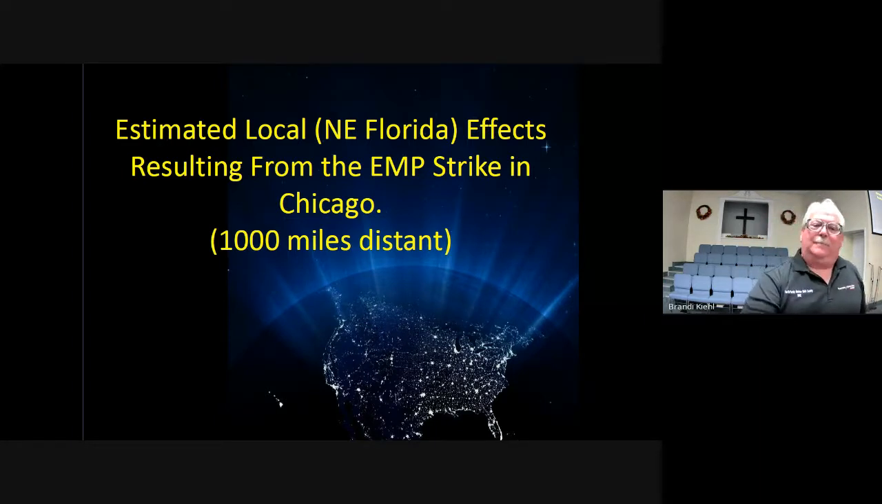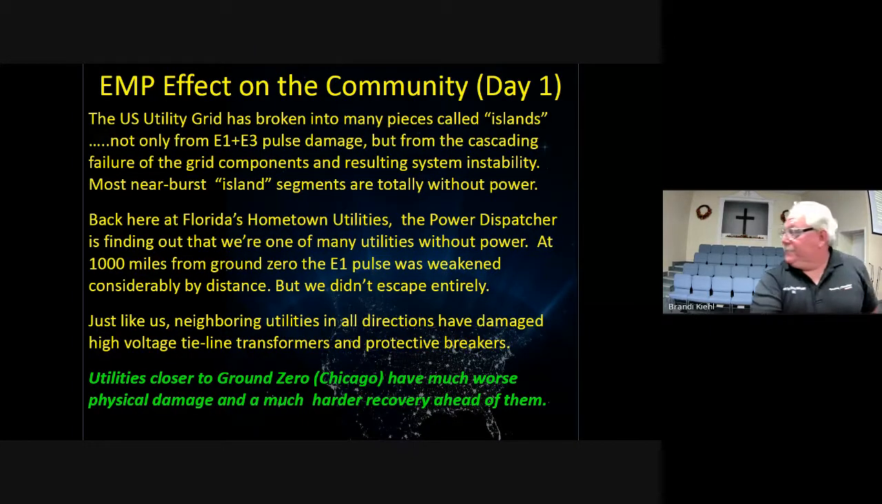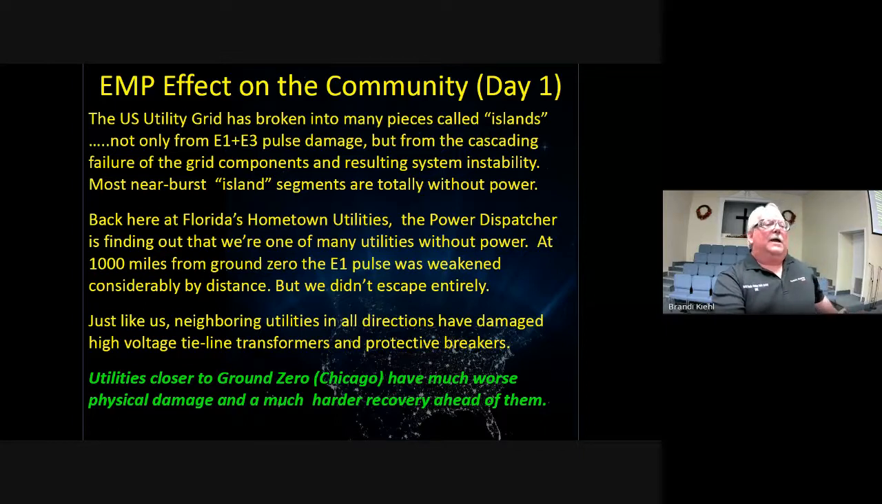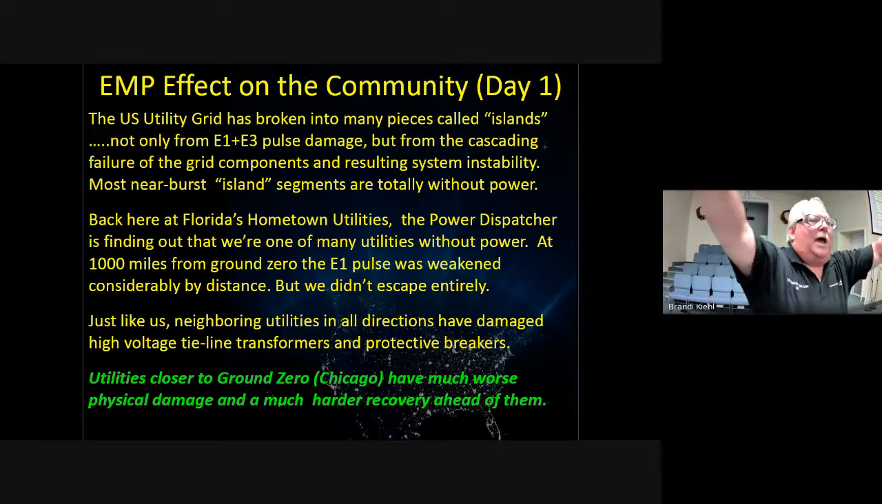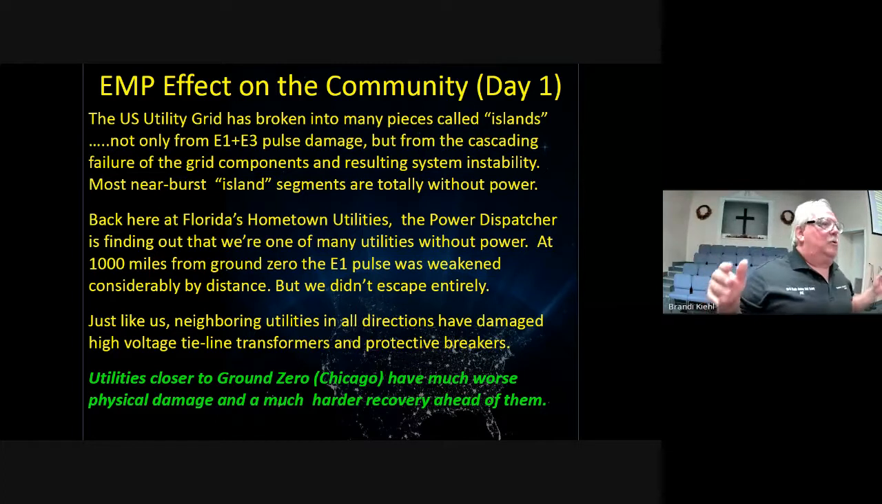So, who cares about Chicago? What about North Florida? 1,000 miles or so away, this is what happens. On day one, during and after the EMP attack on Chicago, the U.S. utility grid is broken down into little pieces called islands. The entire U.S. is tied together with a complicated spider web of interconnecting electrical lines, and the reason we have reliable electricity in the U.S. is because they're all tied together.